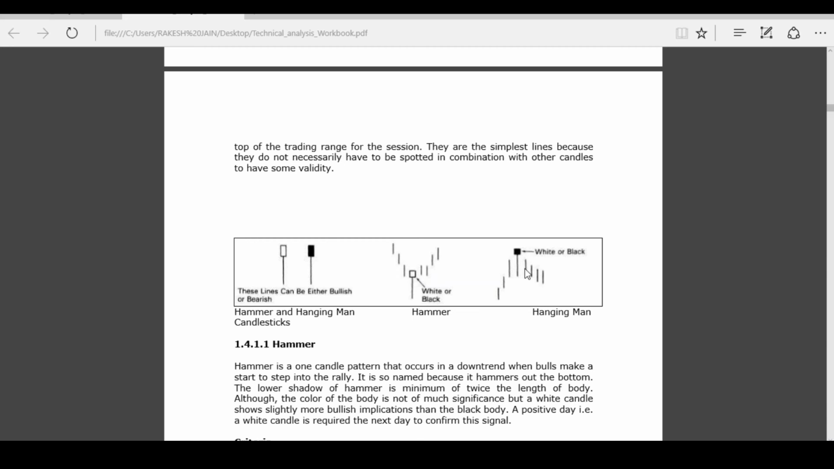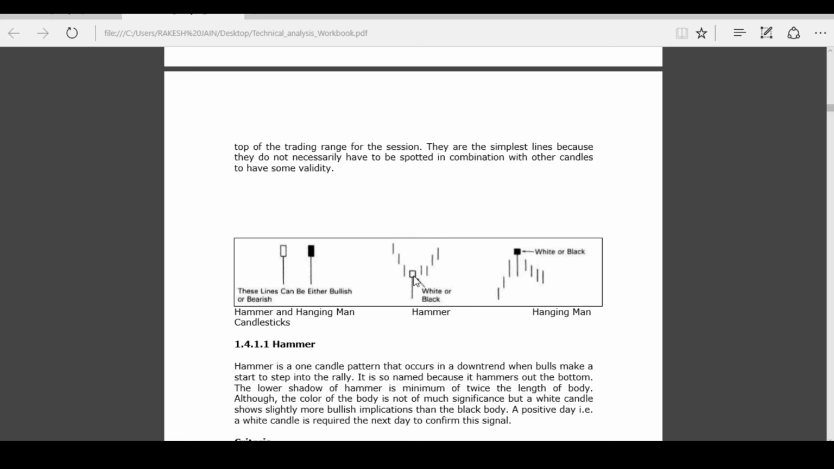Similarly, in this case, it's a black hammer. So that means maybe the stock had opened, say, around 175. Let's take an example here. The high was 175. The stock had opened also at 175. The stock closed, say, around 150. And 150 is the closing. So the closing was lower than the opening. So it's a black hammer. The low is, say, around 120. So the low is much lower than the real body of that particular hammer.